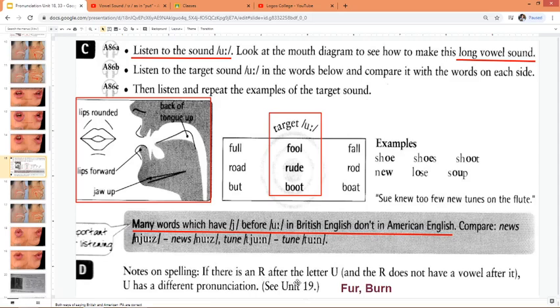Part D here says that if there is an R after the letter U, it makes a very different sound. So we'll learn more about this in the next unit. Okay, so don't worry too much about it, but know that if there's a letter R after a letter U, it doesn't make any of the three sounds from Unit 18. Okay, so that's it for now, for this lesson.